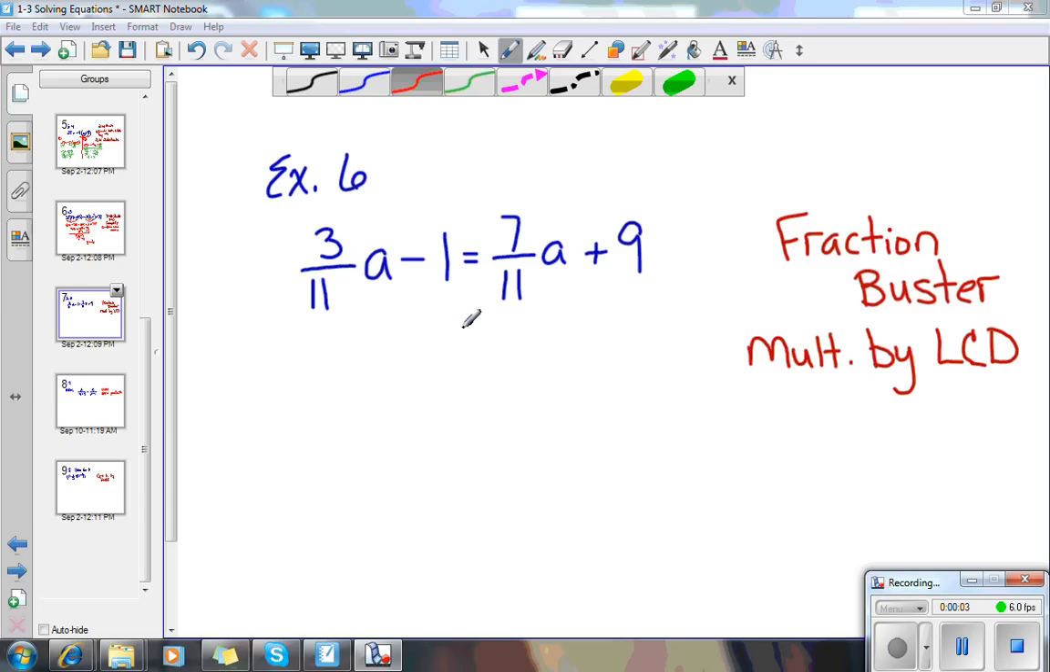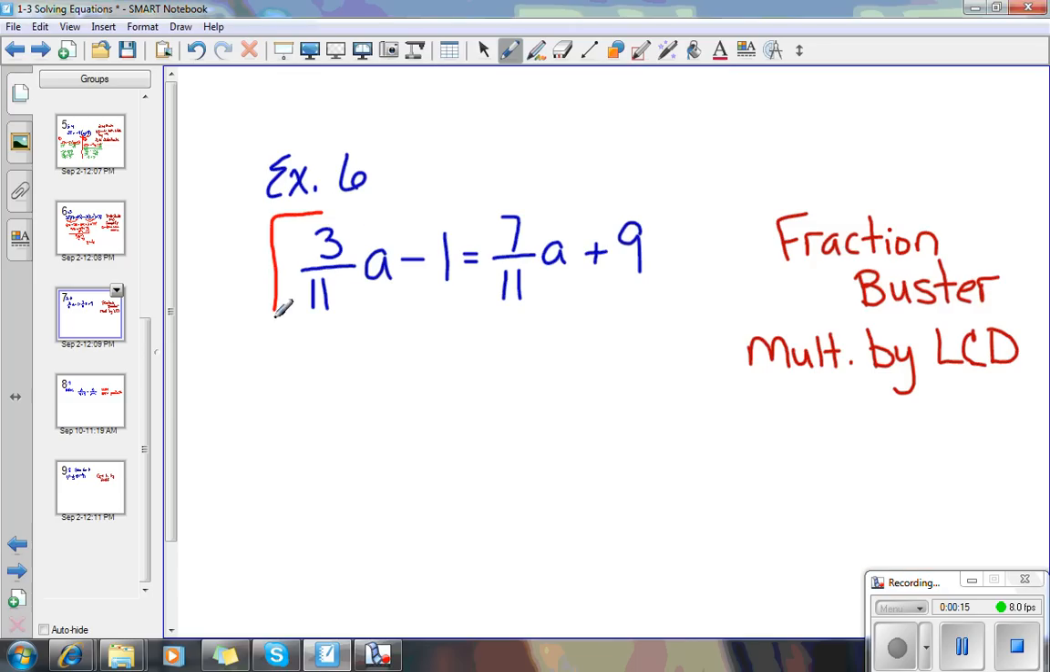Okay, this next example, we notice we have fractions, so I'm going to use fraction busters again. So I'm going to multiply by the least common denominator. Well, since I only have one denominator there, then I know my least common denominator is going to be 11. So I'm multiplying everything by 11, one term at a time.